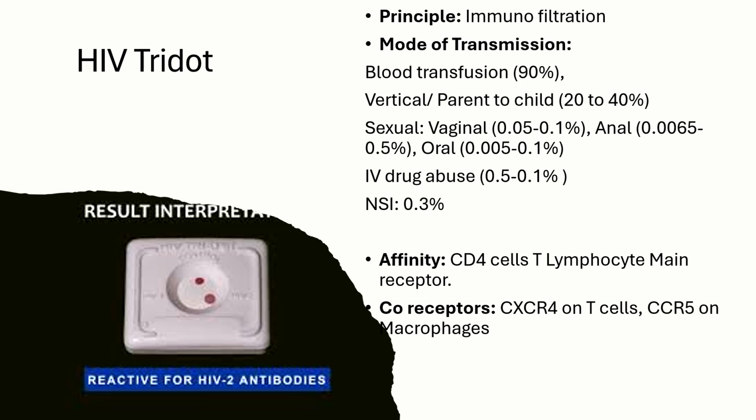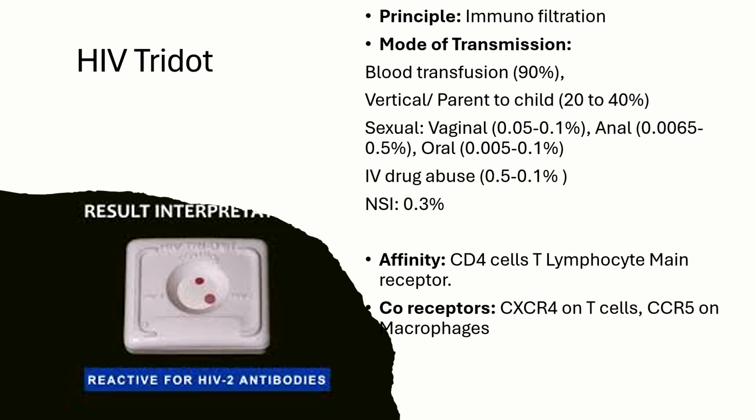The frequently asked question with HIV is, what are the modes of transmission? You have to remember them with their percentage probability of transmission. That is 90% with blood transfusion, 20 to 40% with parent to child transmission. Sexual transmission varies around 0.1% with different modes. IV drug abuse is around 0.5 to 0.1%, and needle stick injury it is 0.3%.